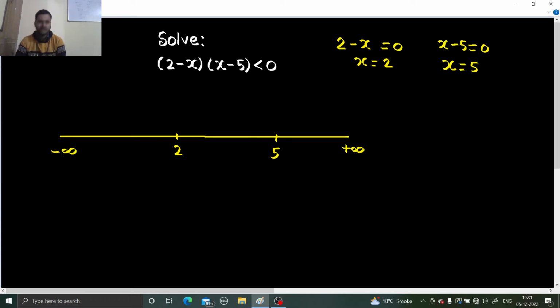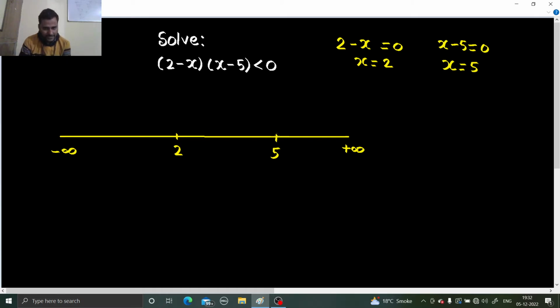Fine enough? Now, this entire number line is for the time being divided into three parts. The first part is minus infinity to 2, the second part is 2 to 5, and the third part is 5 to infinity. Now we'll analyze the LHS, which is (2 minus x) into (x minus 5), for all these three regions, and then we'll decide the sign.